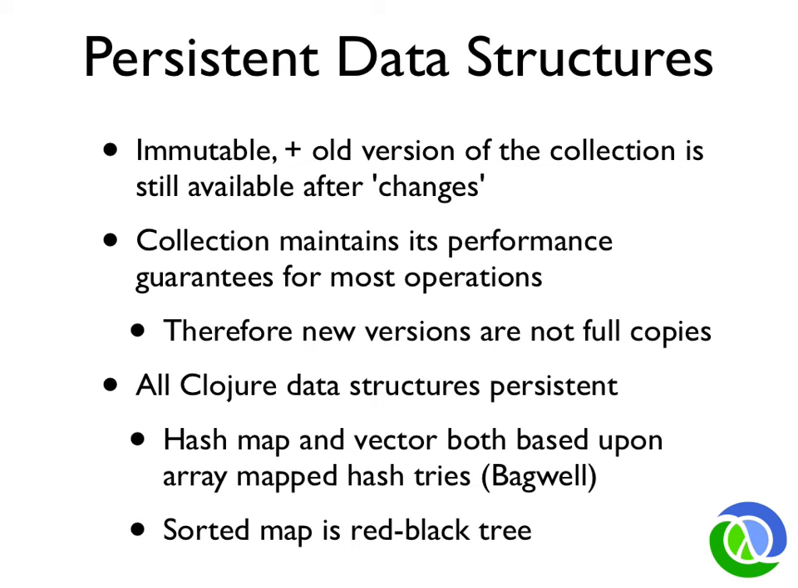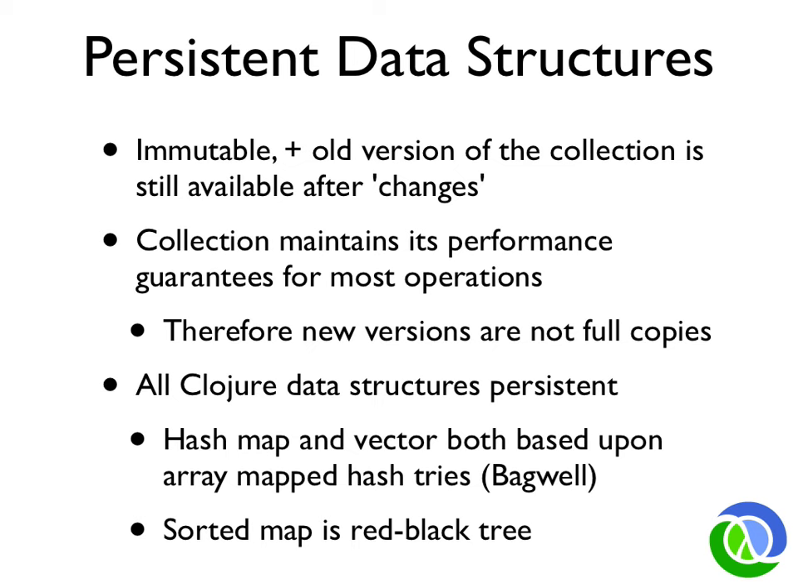Which means you want to add something to a vector. Well, I promised you adding something to a vector was near constant time. You can't copy the whole vector and make that performance guarantee, right? Because copying the vector is linear time. So somehow under the hood, Clojure has to have a way to produce a new version of the vector without modifying the old and without breaking the performance guarantees, which are the ones I said before, the lookup times for hash tables and insert and access times. All those guarantees have to be maintained. So by implication, the new versions cannot be full copies. That's just logic.